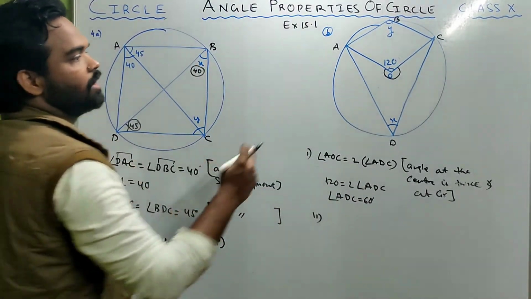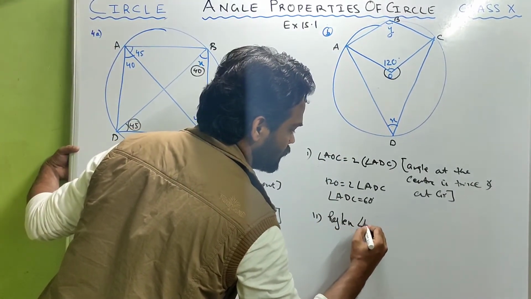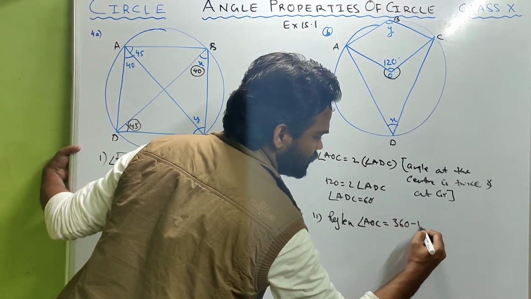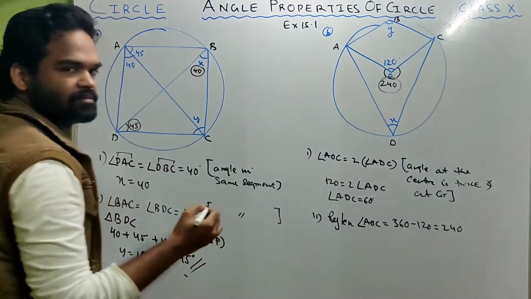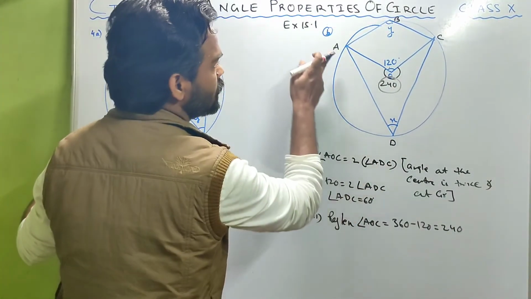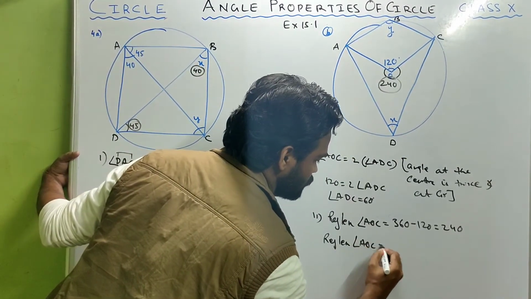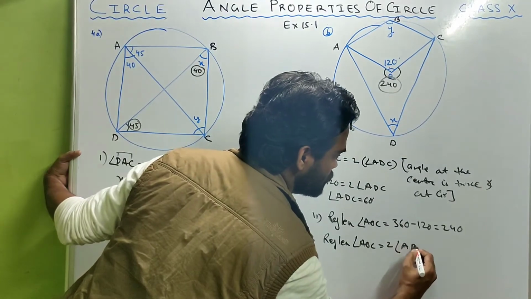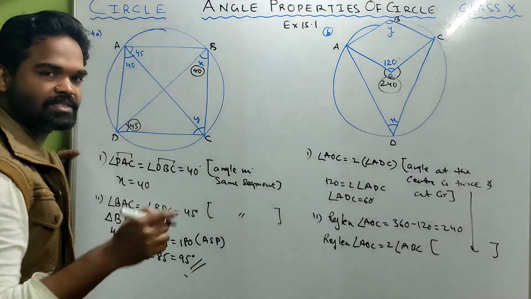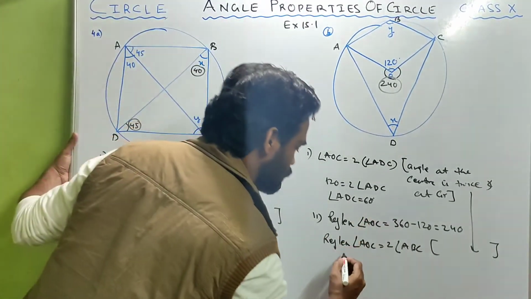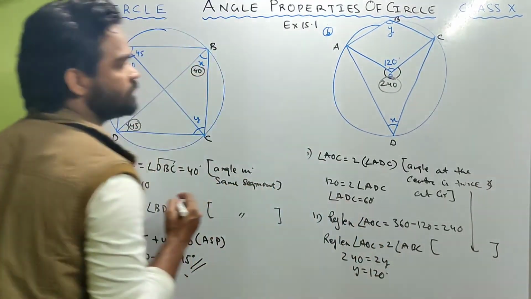Okay? Then find reflex angle AOC. First you find reflex angle AOC, which will be 360 minus 120, no doubt in that. So this will be 240 degrees. Now just look, reflex AOC will be twice angle ABC, isn't it? Angle at the center is twice the angle at circumference. So reflex angle AOC is 240 equals 2y, which means y equals 120 degrees.